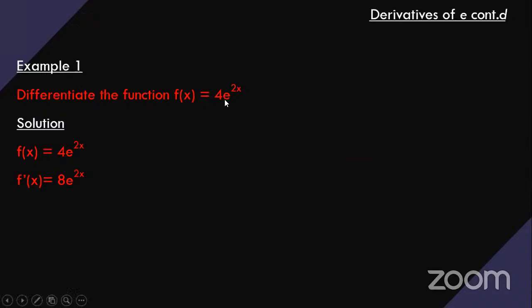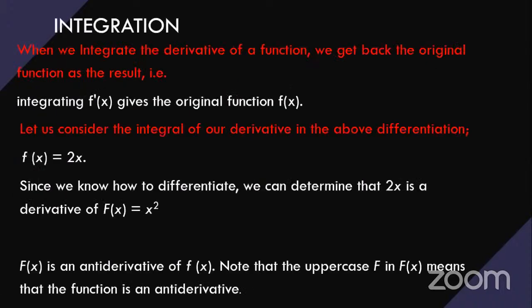If we have a function s equals 4e raised to the power of 2x, in this case the 2 will remain, but we are still going to bring down this power and multiply it by the function. So when we differentiate this, what we have is 8e raised to the power of 2x.